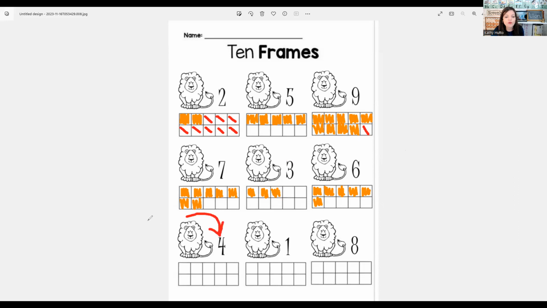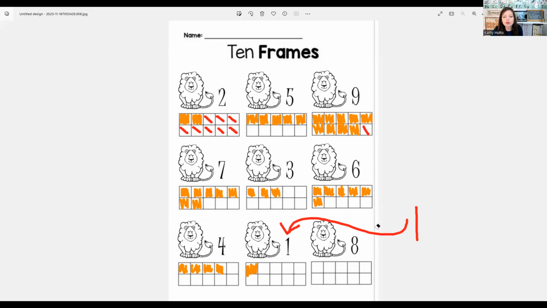This is 4. Let's color and count. 1, 2, 3, 4. This one's an easy one. What number is this? That's number 1.